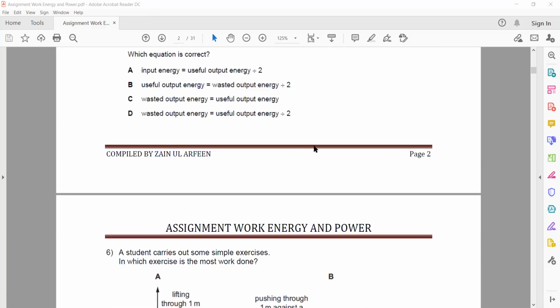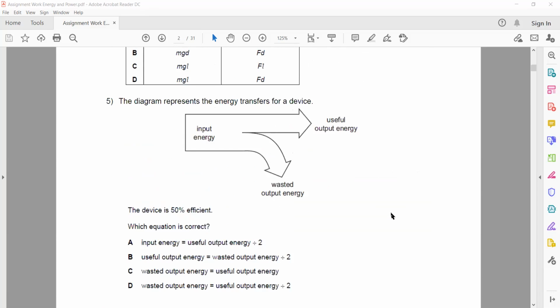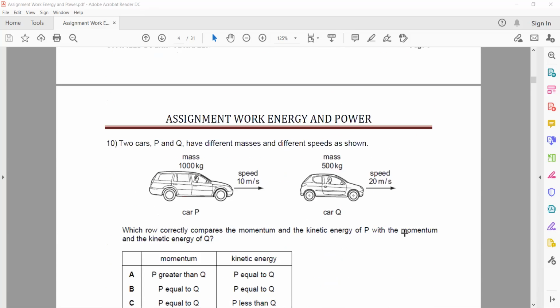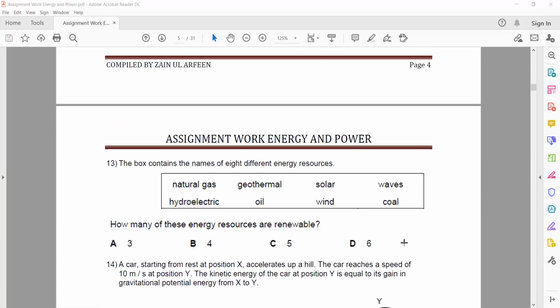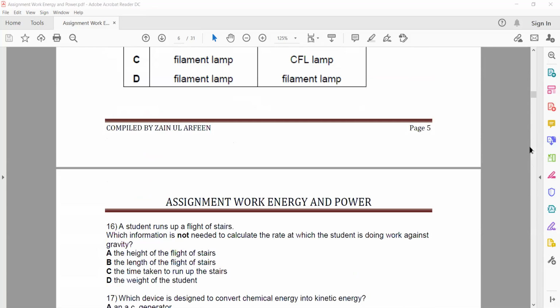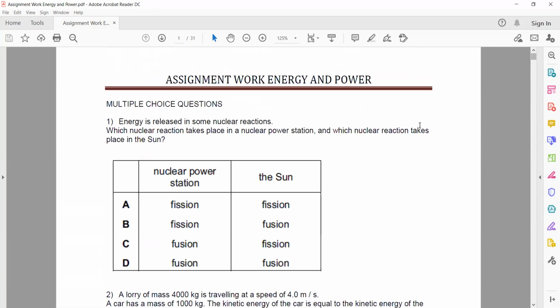Question 5 is about efficiency. That we'll discuss later. There are more questions; we'll discuss these later. In the next class, I will explain the changes in energy, energy transformation, and then numericals involved in change in energy.